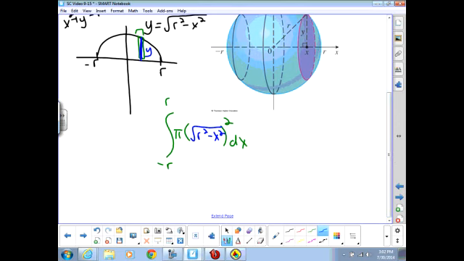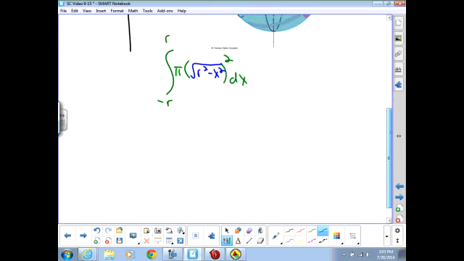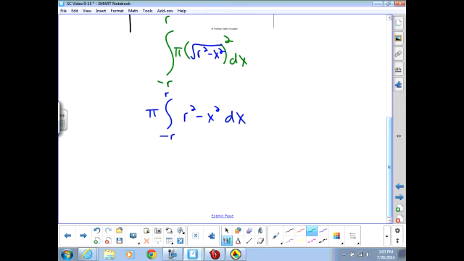And actually, we now just need to neaten it up before we take our integral. So we're going negative r to r. Let's stick the pi out front. The square and the square root cancel out, so we have r squared minus x squared dx. And again, r is a constant. Think of it like a number. So when we take our antiderivative, we'll have our pi. R squared is a number. When you take the antiderivative of a number, it just gets an x. So this will become r squared x. X squared will be x cubed, and we'll have a minus 1/3. And we're going to evaluate that from negative r to r.